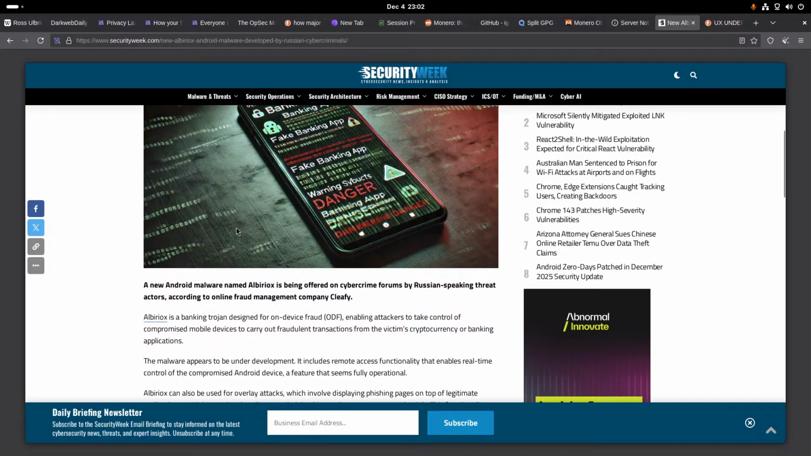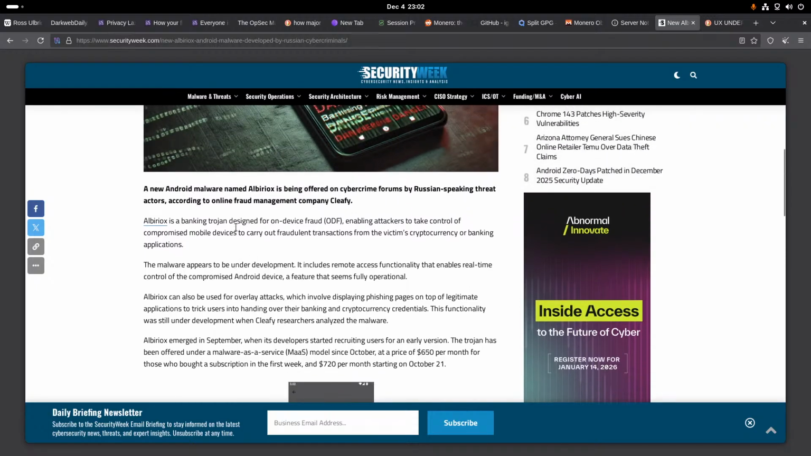A new Android malware named Brokewell is a banking Trojan designed for on-device fraud, ODF, enabling attackers to take control of the compromised mobile device to carry out fraudulent transactions from the victim's cryptocurrency or banking applications.